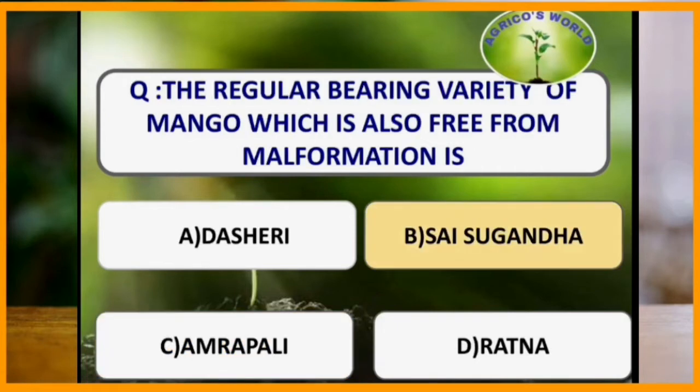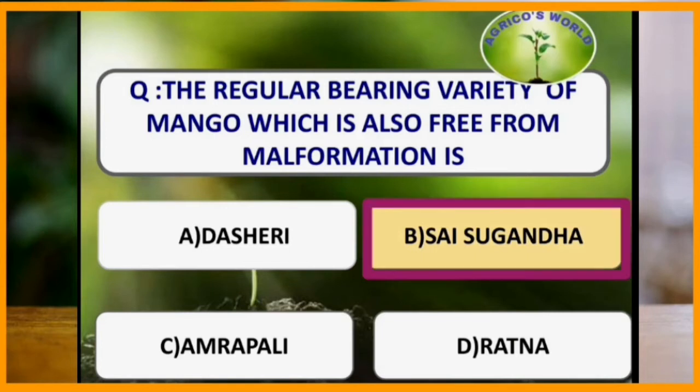The regular bearing variety of mango which is also free from malformation is? Sai Sugandha is the regular bearing variety of mango and it is free from malformation. Sai Sugandha is a hybrid and it is a cross between Totapuri and Kesar.